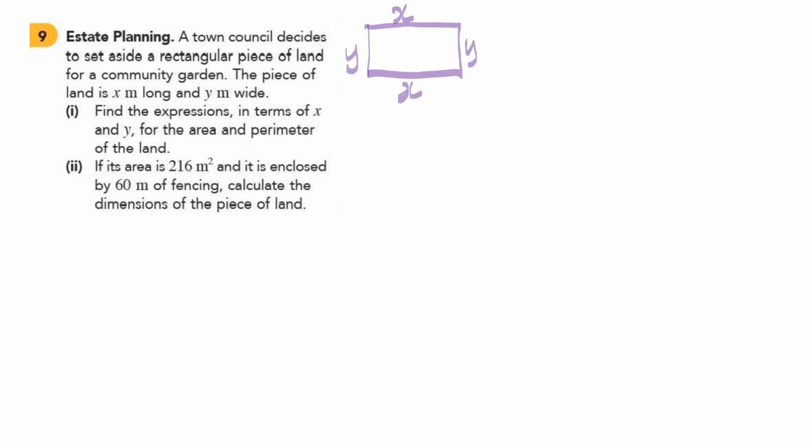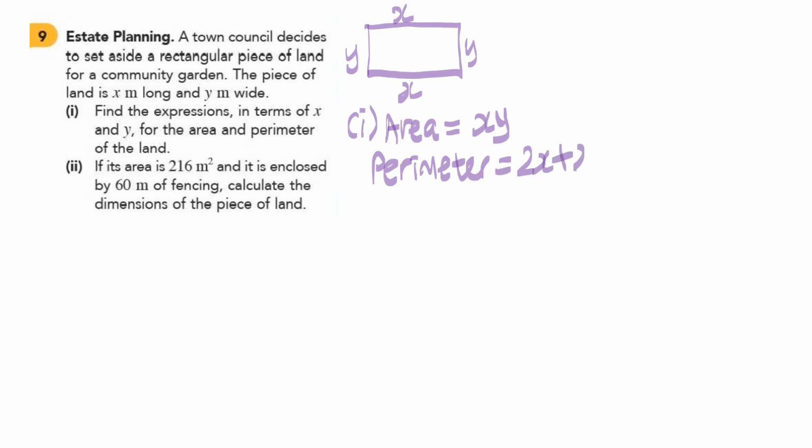Right, so part 1, we're asked to find the area of the land, and that's pretty easy because the area of a rectangle is just length times breadth, which is just xy. And perimeter, basically you just add up the lengths of all 4 sides, so that will give you 2x plus 2y. So part 1 is relatively easy.